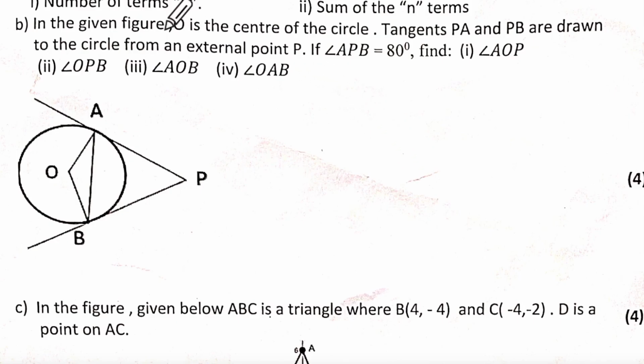Yes, ma'am. Angle APB. Where is APB? This angle is 80 degrees. And you have to find AOP. AOP, so this is your A. OPB, so this is your B. Then AOB, so this is your C. And OAB, this is your D.